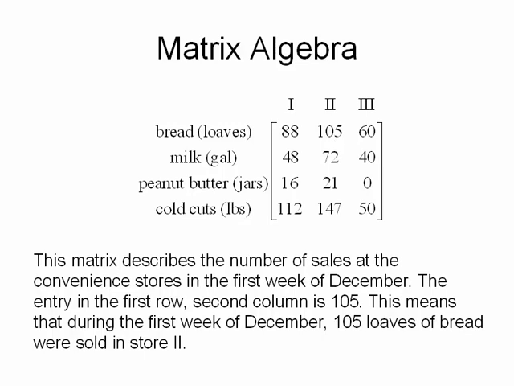If we were to pick another one, for instance, we were to go down and pick the fourth row, third column, that means in that first week of December, in convenience store 3, they sold 50 pounds of cold cuts.